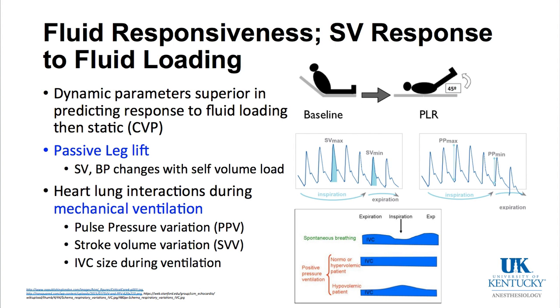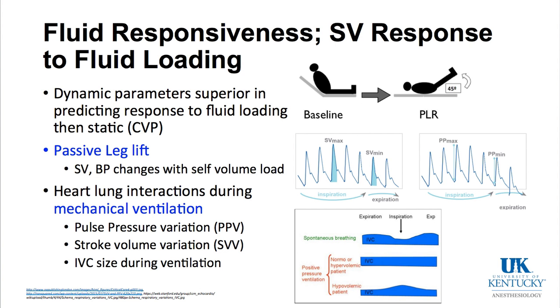For example, if the CVP pressure is 5, is that suggestive of a high CVP? Well, no, that's relatively low, and you would expect that if you give fluids to that patient, maybe they would respond with a higher CVP, higher cardiac output, higher blood pressure, but you don't know that for sure, and dynamic parameters are better.